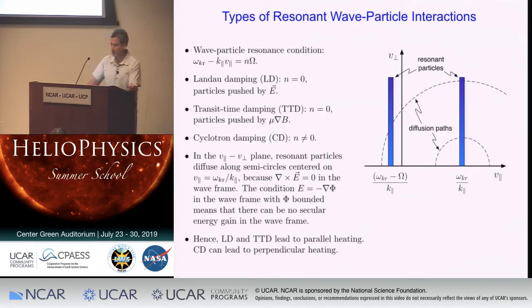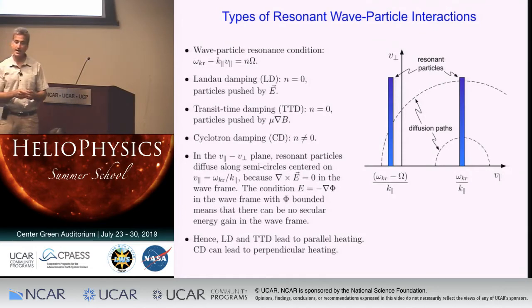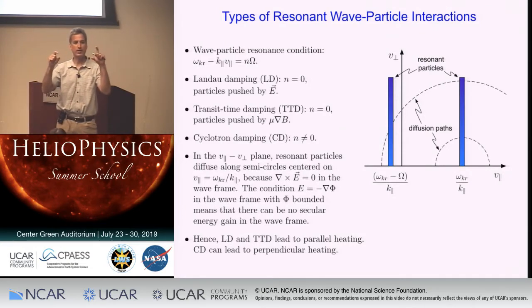All right, let's put those last few things together. We have now these two things, the resonance condition, and wave energy conservation in the wave frame. What does that mean for the overall picture described by this quasi-linear theory of resonant wave-particle interactions? We have a couple different types of wave-particle interactions, all of which are going to satisfy this resonance condition here. If the integer n is zero, then we recover Landau damping, the type that Professor Bhattacharjee was describing to you this morning, where omega minus k parallel v parallel is zero. Another way of saying that is v parallel equals omega over k parallel.